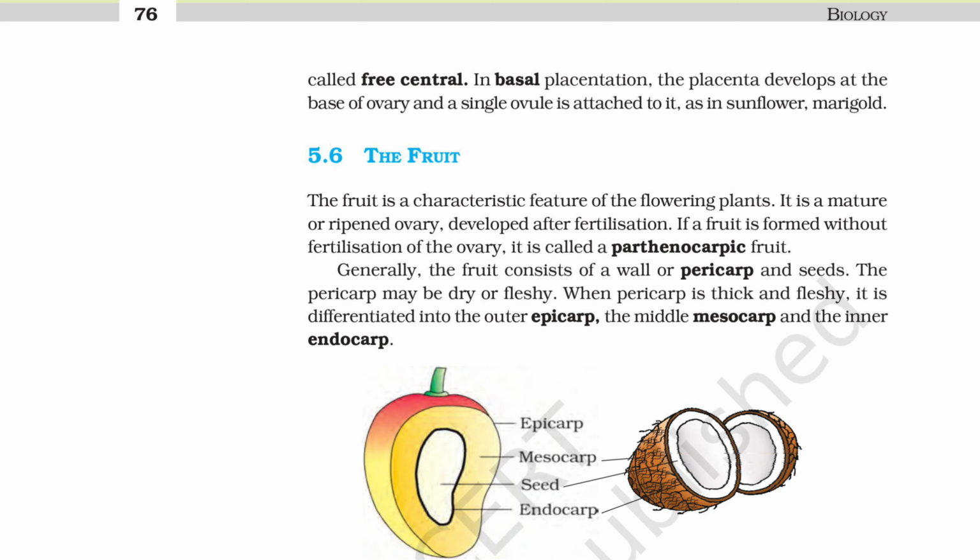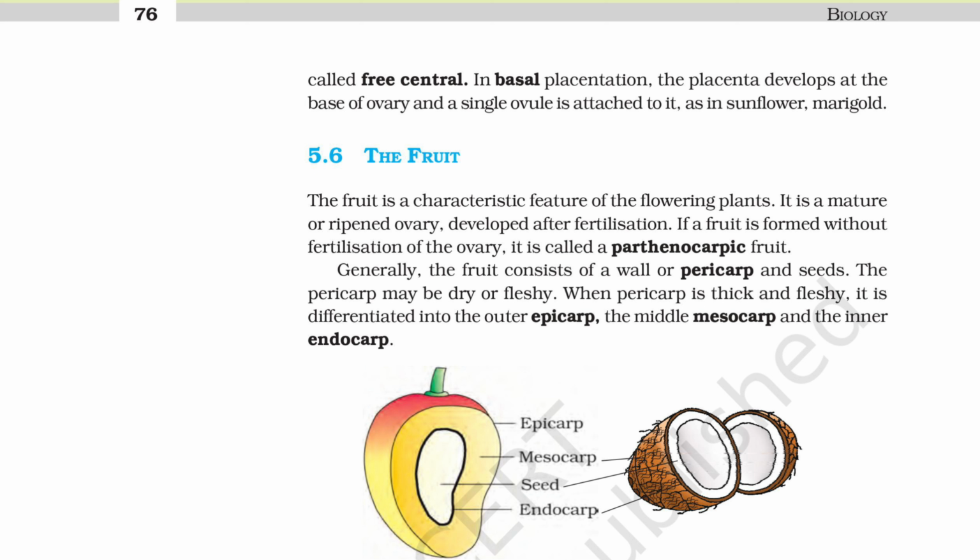The fruit. The fruit is a characteristic feature of the flowering plants. It is a mature or ripened ovary, developed after fertilization. If a fruit is formed without fertilization of the ovary, it is called a parthenocarpic fruit. Generally, the fruit consists of a wall or pericarp and seeds. The pericarp may be dry or fleshy.